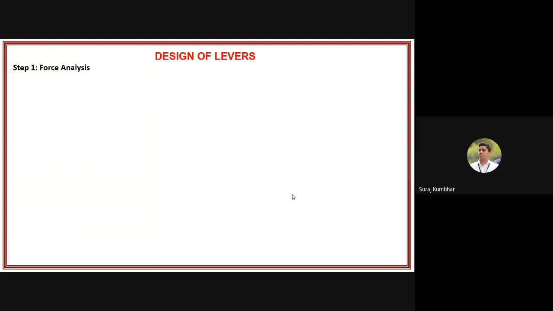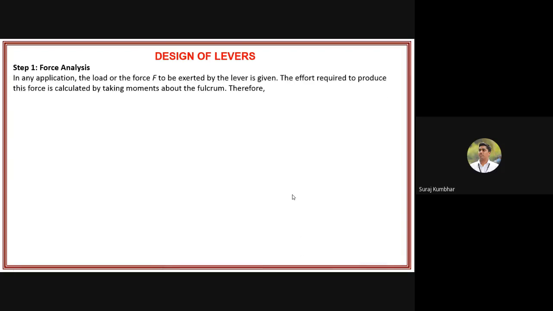The first step in the design of a lever is to find out the forces, or the force analysis. Now, what is force analysis? In any application, the load or the force F. We have already seen that we consider this F as a load; you can consider it as a load or the force, and it is indicated by F. So the load or the force F to be exerted by the lever is given.